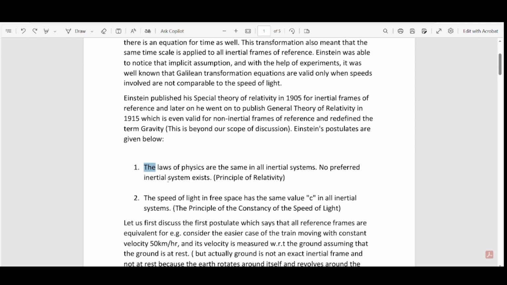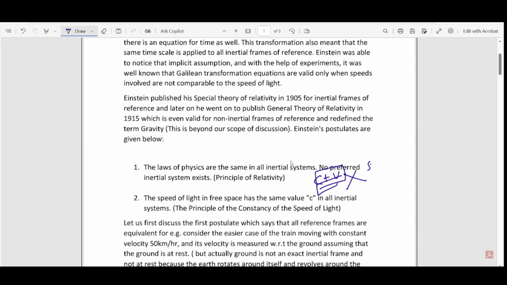The second postulate is that the speed of light in free space has the same value c in all inertial systems. This is called the principle of constancy of speed of light. As we have seen in Newtonian relativity, when we do relative velocity, we cannot have quantities greater than the speed of light. So c plus v kind of speeds do not exist. That's why we have to find new transformations.